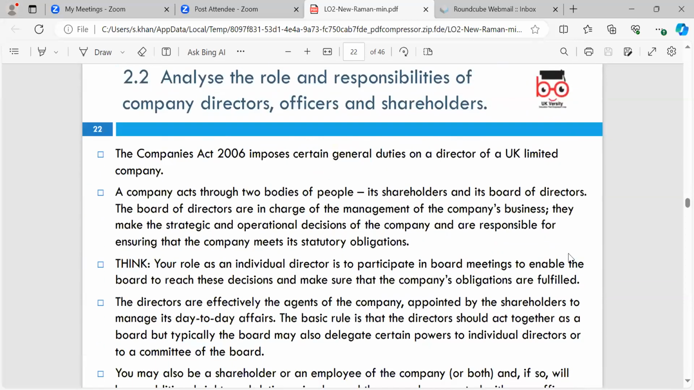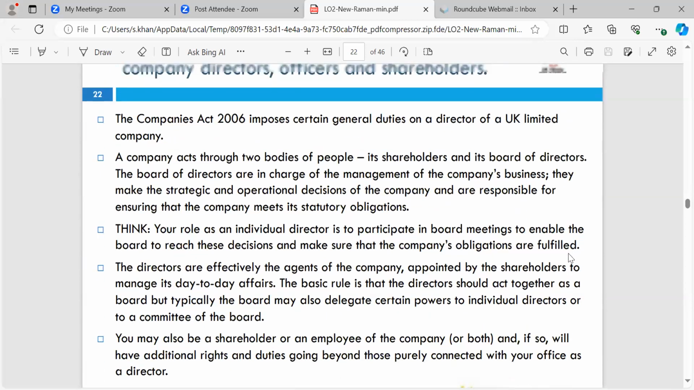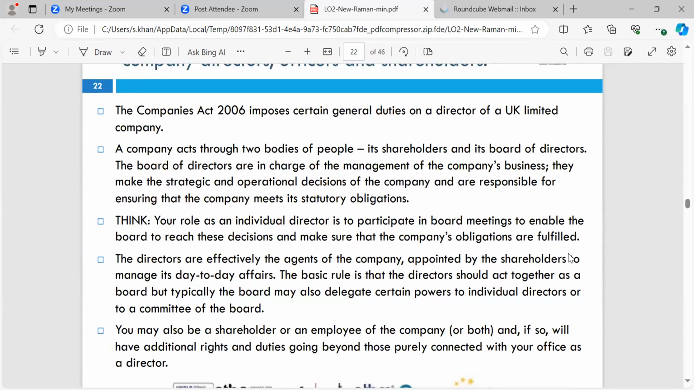2.2, analyze the role and responsibility of company directors, officers, and shareholders. The Companies Act 2006 imposes general duties on a director of a UK limited company. A company acts through two bodies of people, its shareholders and its board of directors. They're the main ones, aren't they?